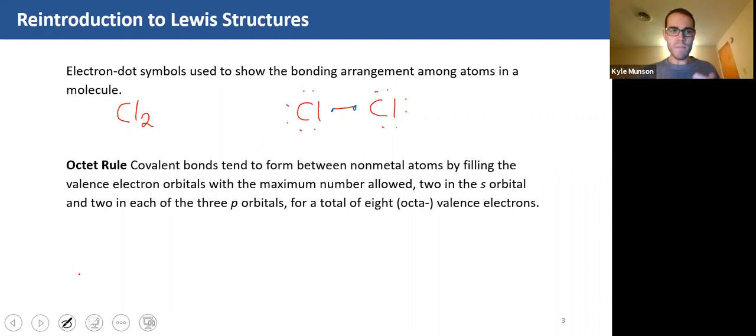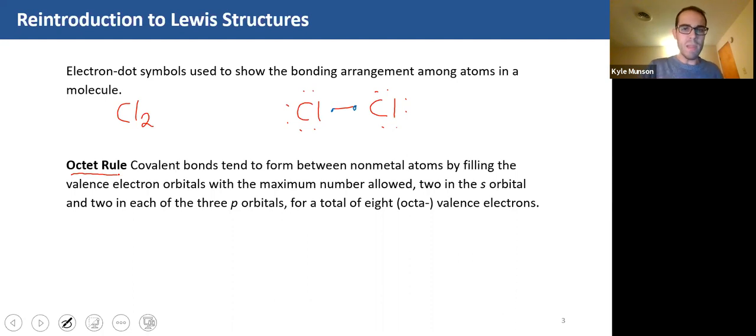And these atoms need enough lone pairs and bonding electrons to satisfy something we talked about called the octet rule. So covalent bonds tend to form between nonmetal atoms by filling the valence electron orbitals with the maximum number allowed. And remember, that's two for s orbitals and two in each of the three p orbitals. So that gives us a total of eight, or octa, valence electrons. So that's where we get that octet rule. So you can have a maximum of eight electrons.